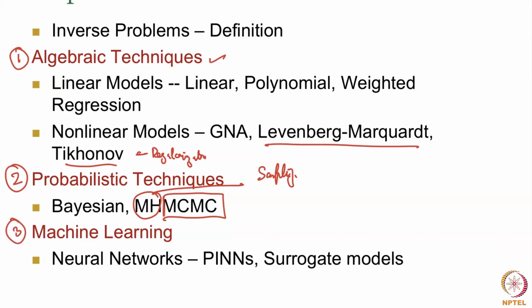Finally, we looked at machine learning. The last 4 to 5 weeks were primarily on machine learning, where we looked at an introduction to neural networks. We looked at physics-informed neural networks, and we also saw how surrogate models could be used.